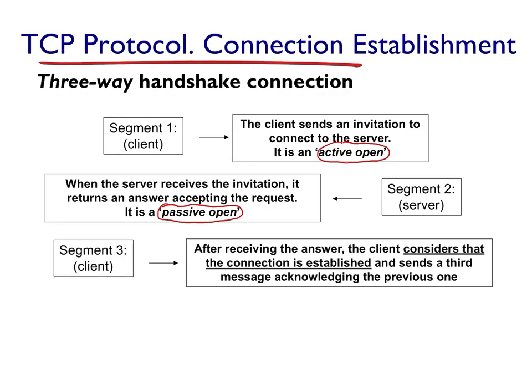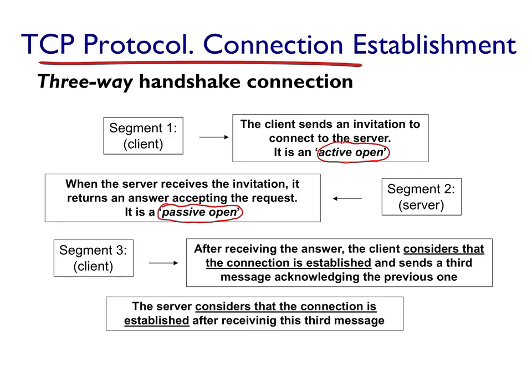And finally, the third message is a simple ACK. So the client considers that the connection is established after receiving the SYN ACK segment, and the server considers that the connection is established after receiving this last segment.